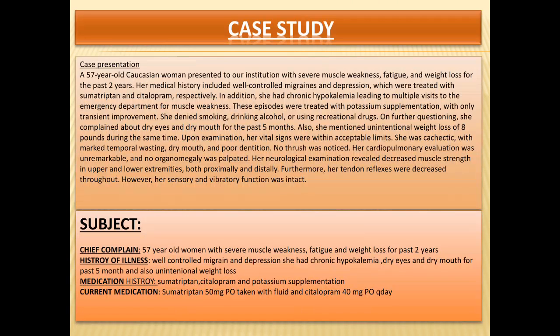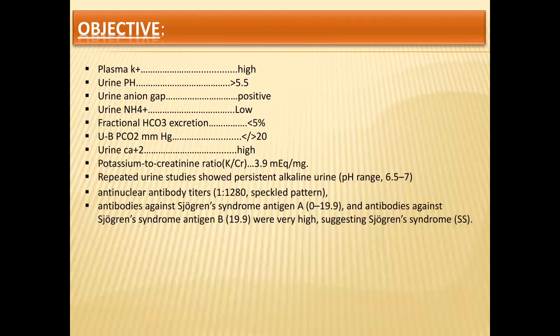Current medication is sumatriptan 50 mg per oral taken with fluid, and citalopram 40 mg per oral once a day. In objective, we have lab reports of the 57-year-old woman in which her plasma level is very high. Her urine pH is greater than 5.5. Her urine anion gap is positive. Urine ammonium excretion is low, and her fractional bicarbonate excretion is less than 5%. Urine calcium is high. Potassium to creatinine ratio is 399 milliequivalent per milligram.